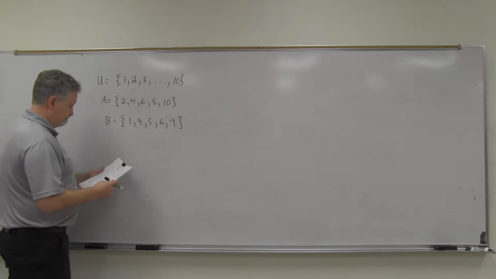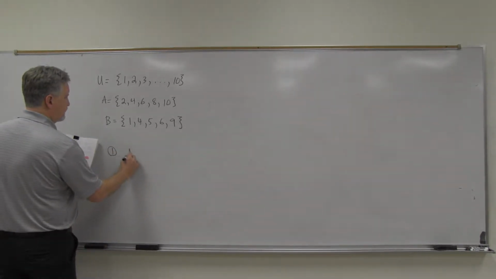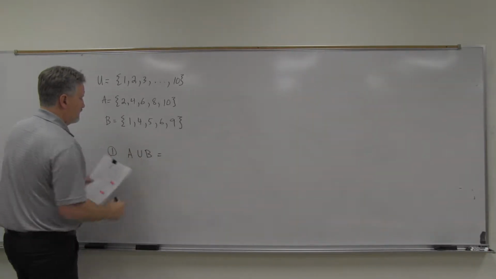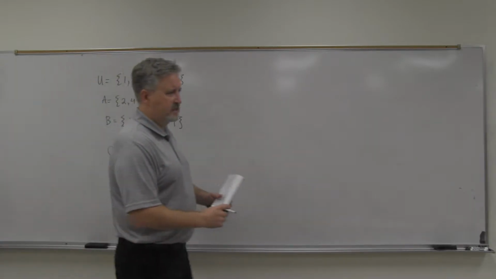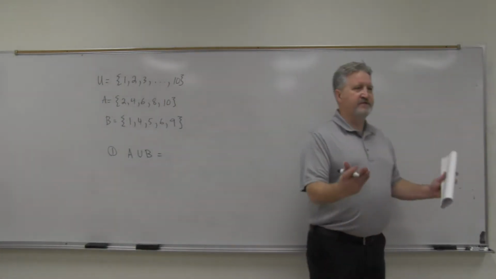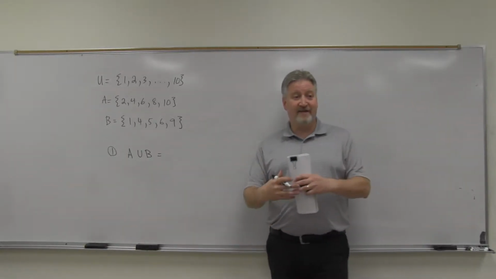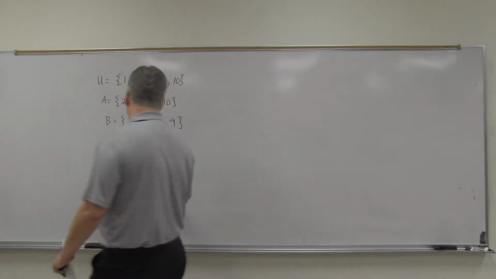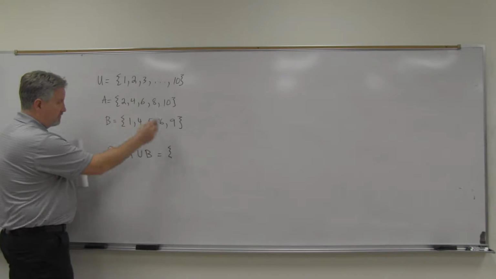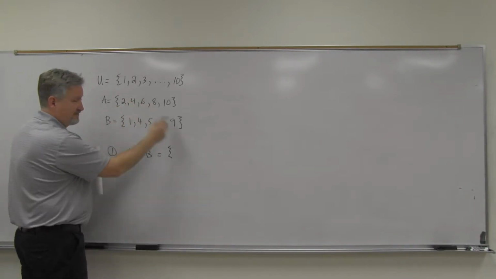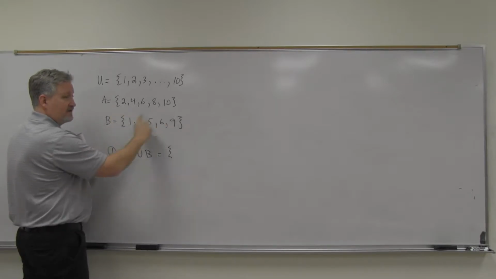All right, so number one for these sets. What would A union B be? Well, union is dumping them all together. It's everything in A combined with everything in B. The union is everything together. And so, one way to do it is just write that set, write that set. However, let's put them in order. So it's just everything in A combined with everything in B.